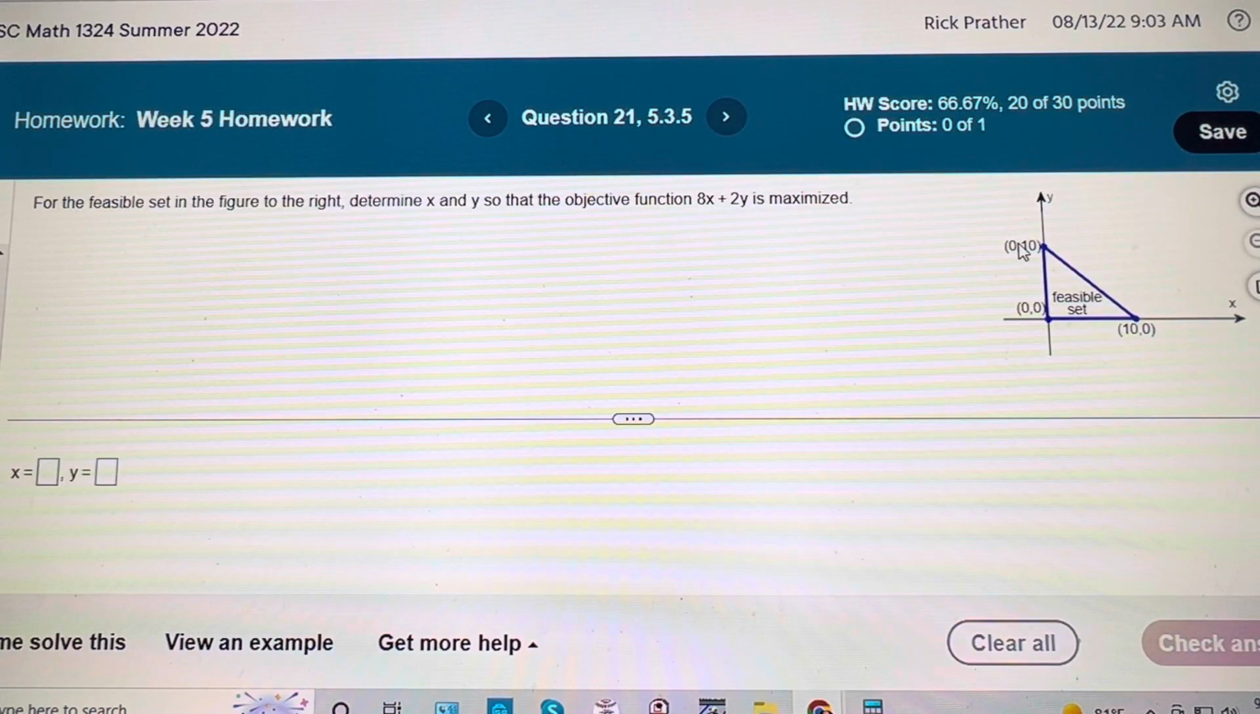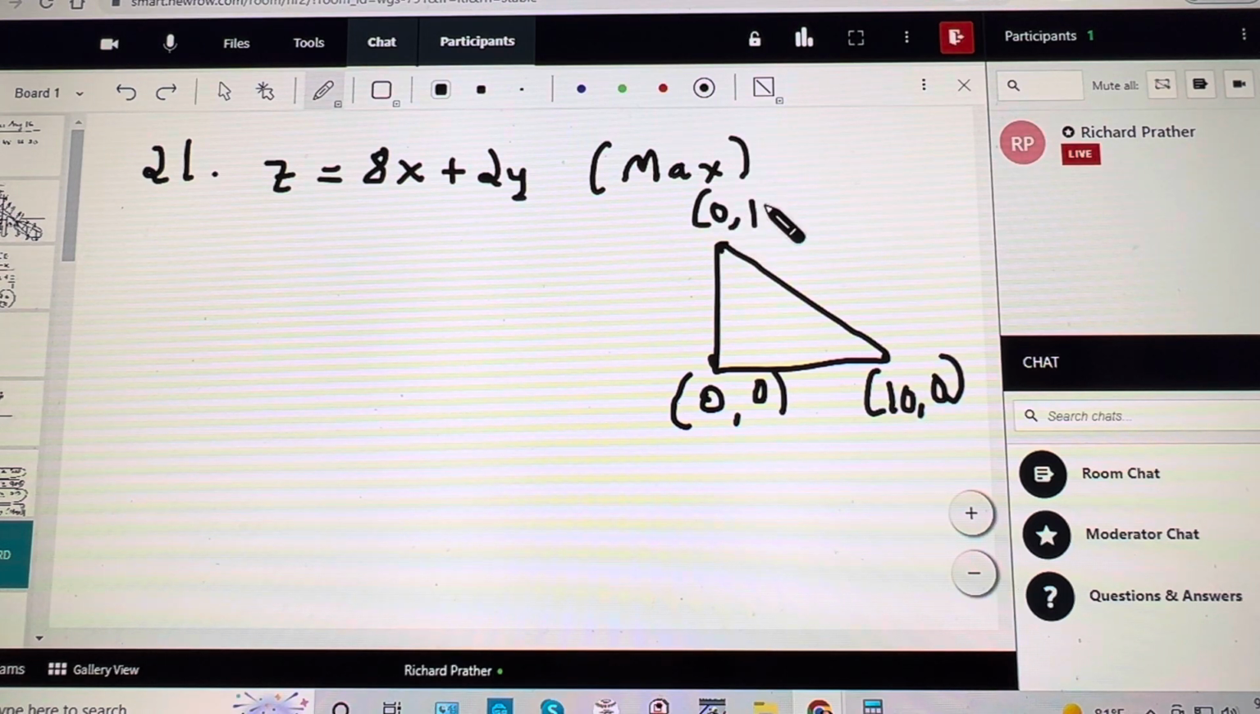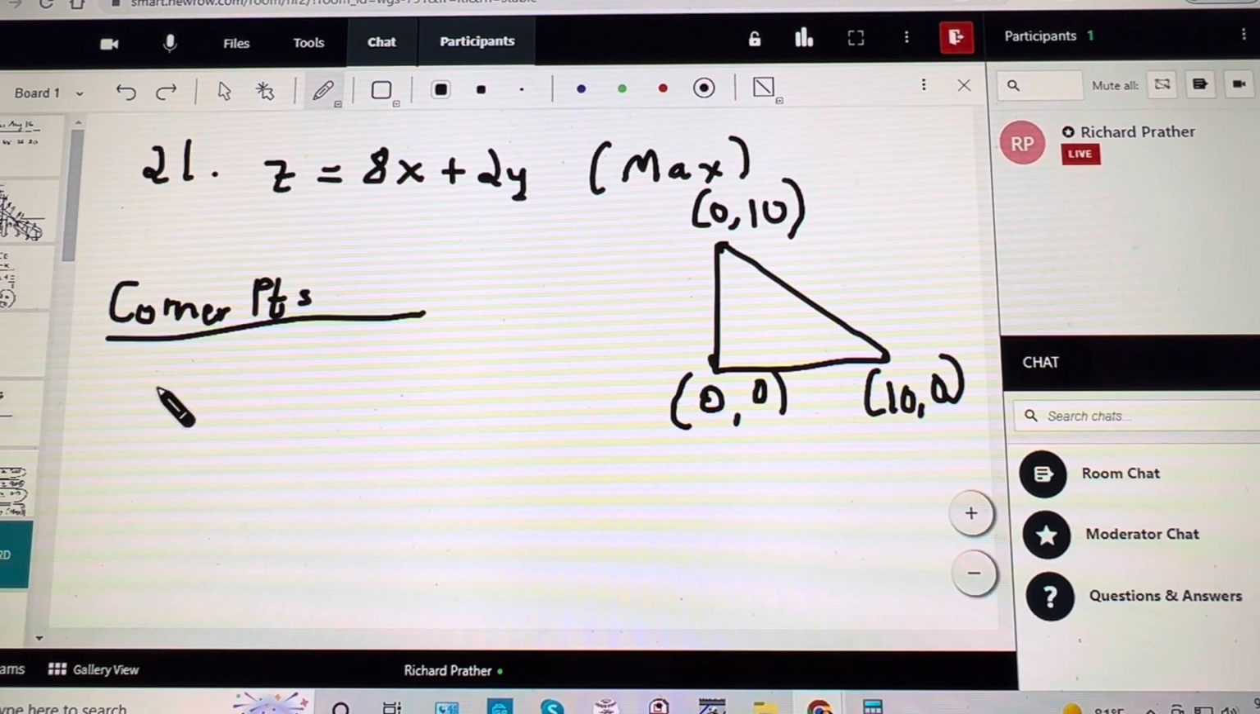0, 0, 0, 10, and 10, 0. So once you have this knowledge completed, then the way you find the max and or min is you make a little table. So I'm going to put corner points first. A list of your corner points is nice because it's the only place where maxes and mins can occur. It very much limits what we have to check for.